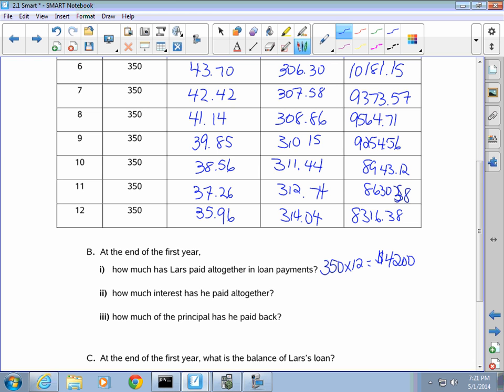How much interest has he paid altogether? So if you total up column B, you get $516.34. How much of the principal has he paid back then? So if I subtract here, he took out $12,000.